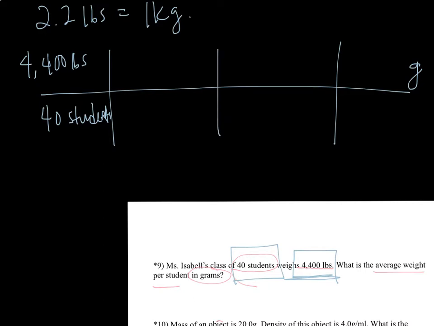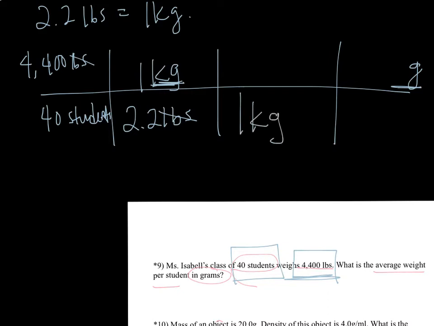So let's say that 2.2 pounds is equal to 1 kilogram. So I can go ahead and cancel out pounds, and I'm left with kilograms. I still have a problem because I don't want my answer in kilograms. I want it in grams. So I'm going to fix that. So I'm going to say, okay, 1 kilogram then, which can cancel, is equal to 1,000 grams. And now I can go ahead and solve.